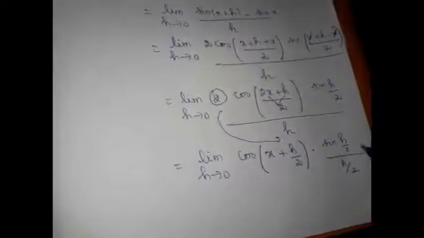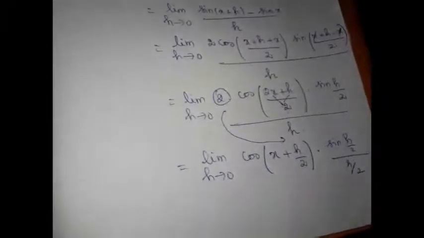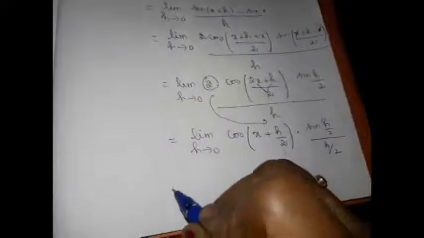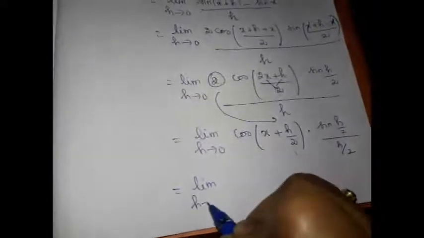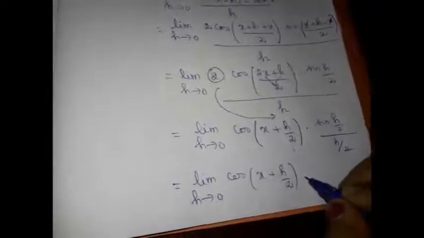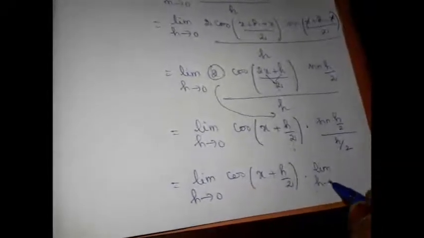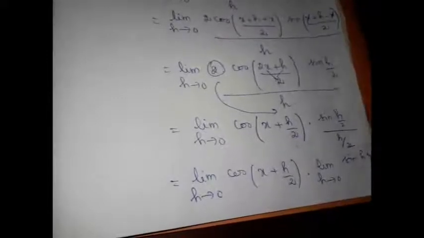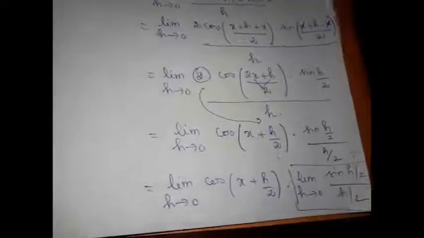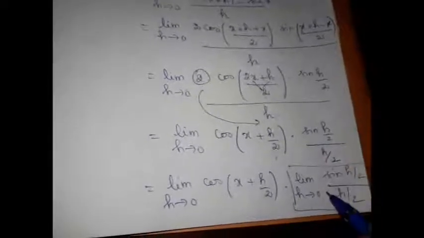Why have I written it like this? Because we know a result: limit x tends to 0 of sin x by x is 1. In order to use that, we have rewritten it like this. Now this can be written as the product of limits: limit h tends to 0 of cos(x + h/2) times limit h tends to 0 of sin(h/2) divided by h/2. We know when h tends to 0, h/2 also tends to 0. Therefore, the limit of this term is going to be 1.